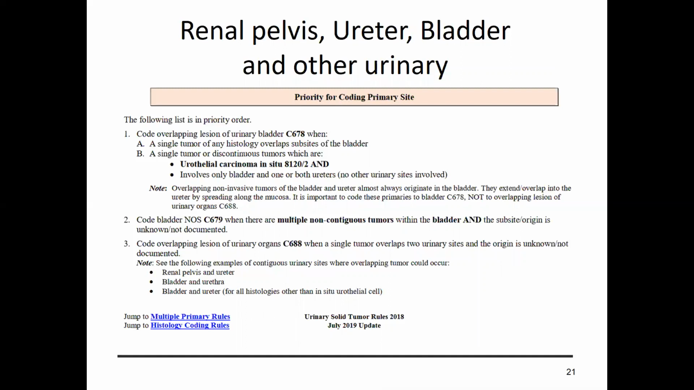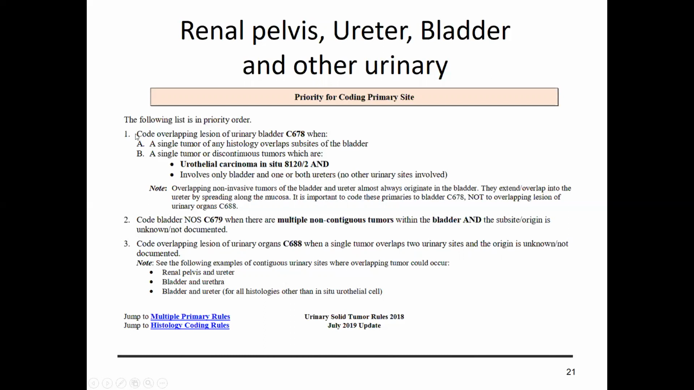Here are some specific guidelines for coding the primary site for bladder in the solid tumor rules urinary section. Refer to the priority for coding primary site for these codes: C678, C679, and C689. This defines in priority order. So if one of these rules applies, stop. You don't go to the next rule.